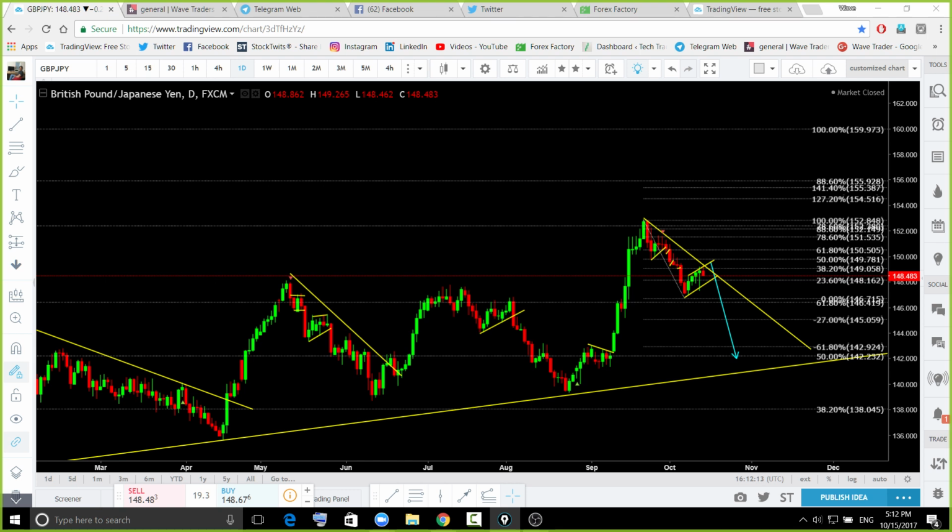Currently we can see it is ready to move to the downside, so we can make a decision based on this information. This is forming a continuation formation. We can look for downside rather than upside. So keep an eye, this is the pair I'm looking for next week.